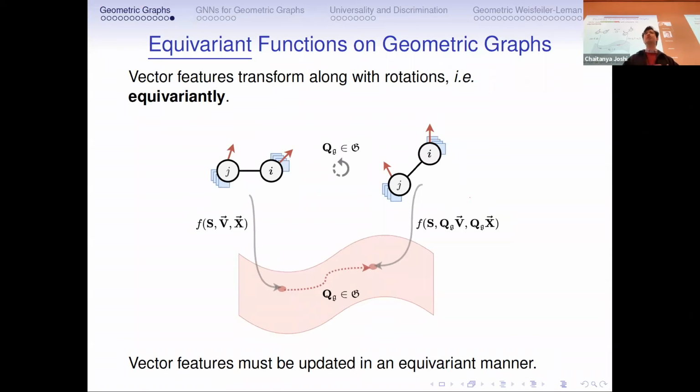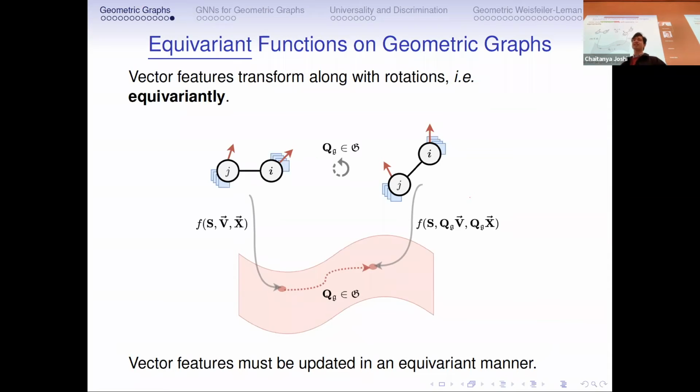And we need to ensure this property in any GNN layer that builds vector features. So if you update the vector features of this orientation, or if you rotated it and updated its vector features, then in the output space, you should be able to apply an equivalent rotation. So it doesn't matter what path I take, whether I rotate first and then apply the GNN layer, or whether I apply the layer and then rotate the output, you should map to the same output point. And this property is called equivariance.